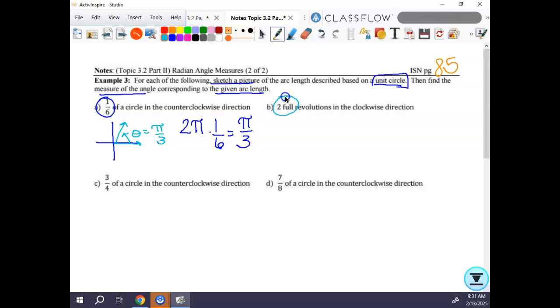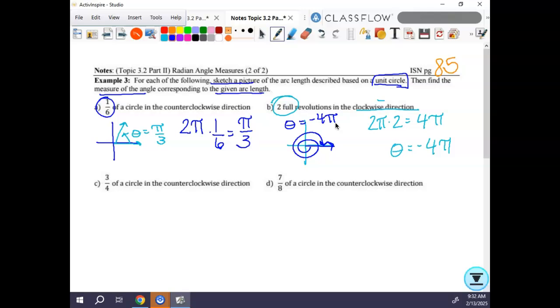2 full revolutions in the clockwise direction, which means it's going to be negative, right? So that means I'm going to take 2 pi, I'm going to multiply it by 2. That gives me 4 pi. But theta is actually negative 4 pi because of the clockwise part of that. So to show that angle, here's my initial ray. I'm going clockwise, and so I have to go around once and then twice, and then I get to stop there, and theta equals negative 4 pi. Okay, everybody good with that?